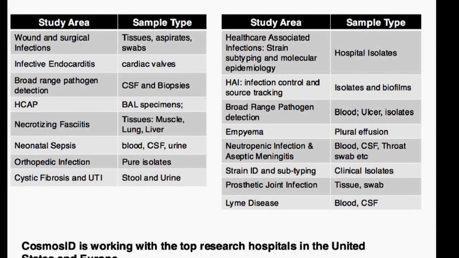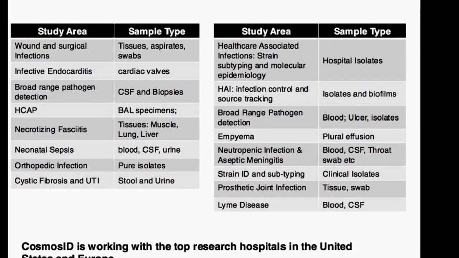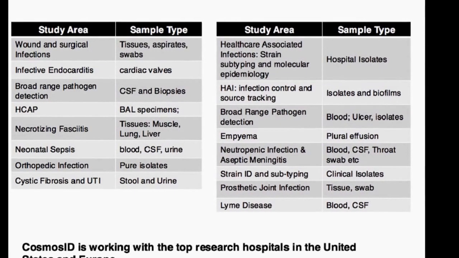We have a lot of pilot studies underway with top research hospitals in the U.S., in Europe, including Sweden, and in Amsterdam, and in the UK. We've been studying wound surgical infections, usually from tissues, aspirates, and swabs, orthopedic infections, neonatal sepsis, and so forth. And we're actively involved in studies of prosthetic joint infection as well as these others that are listed on the slide. So we're in the process of doing a lot of pilot studies and actual diagnostics for individual patients as well.